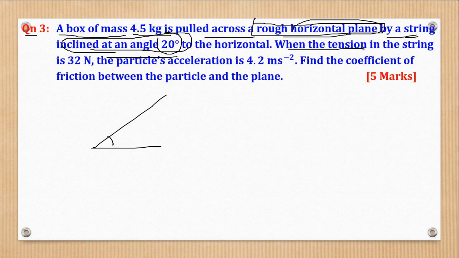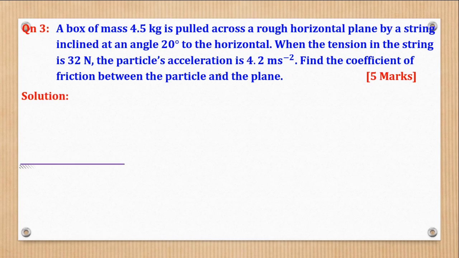The tension in the string is 32 newtons. The particle's acceleration is 4.2 meters per second squared. Find the coefficient of friction between the particle and the plane.